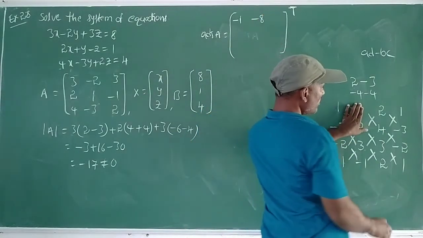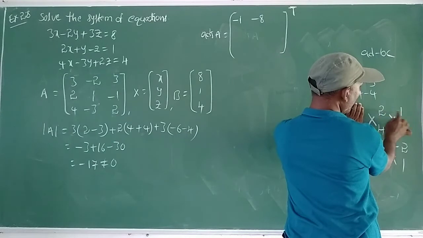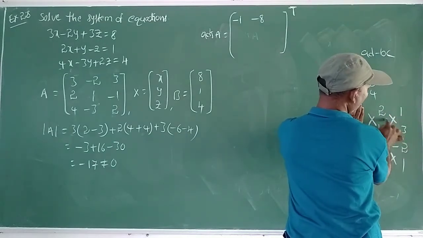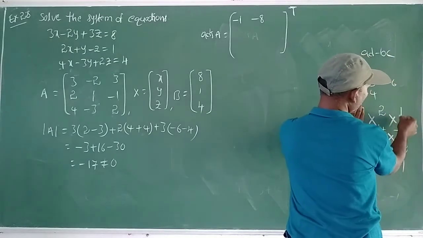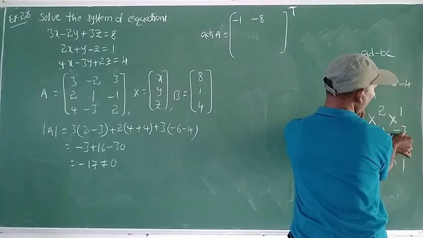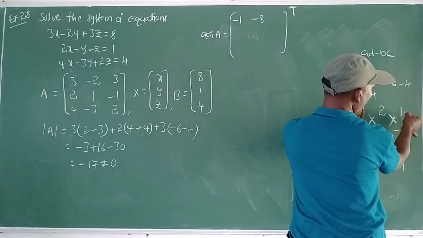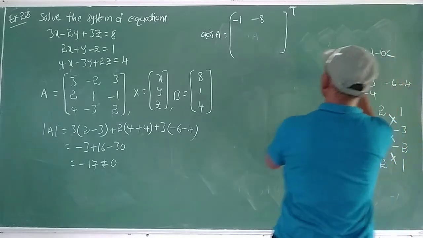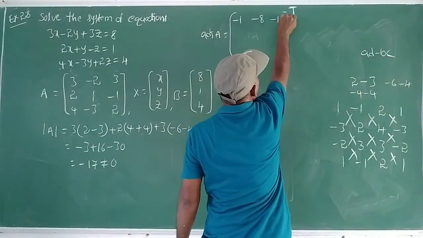Next, these 4 numbers close. Remaining 4, A, B, C. 2 into minus 3, minus 6. Minus 4. 1 into 4, 4. Minus, 2 into minus 3, minus 6. Minus B, C. Minus 1 into 4, 4. Minus 6, minus 4, minus 10.